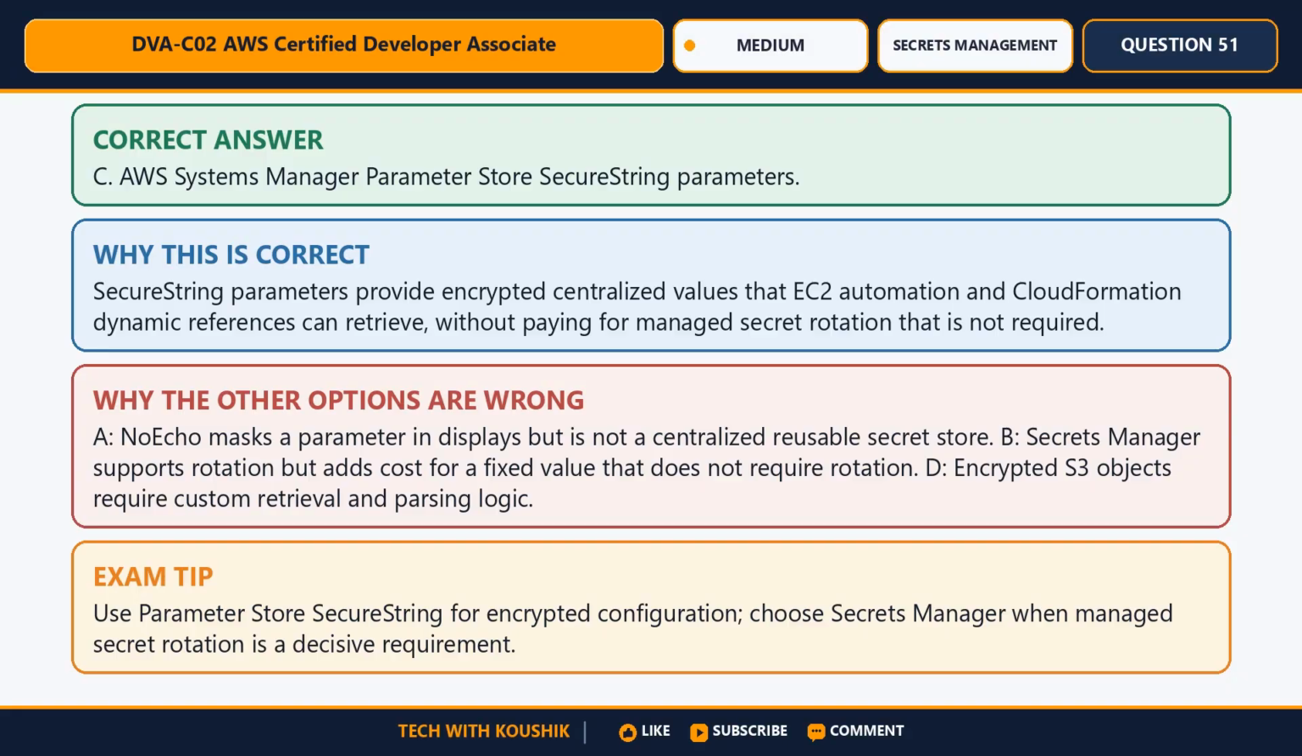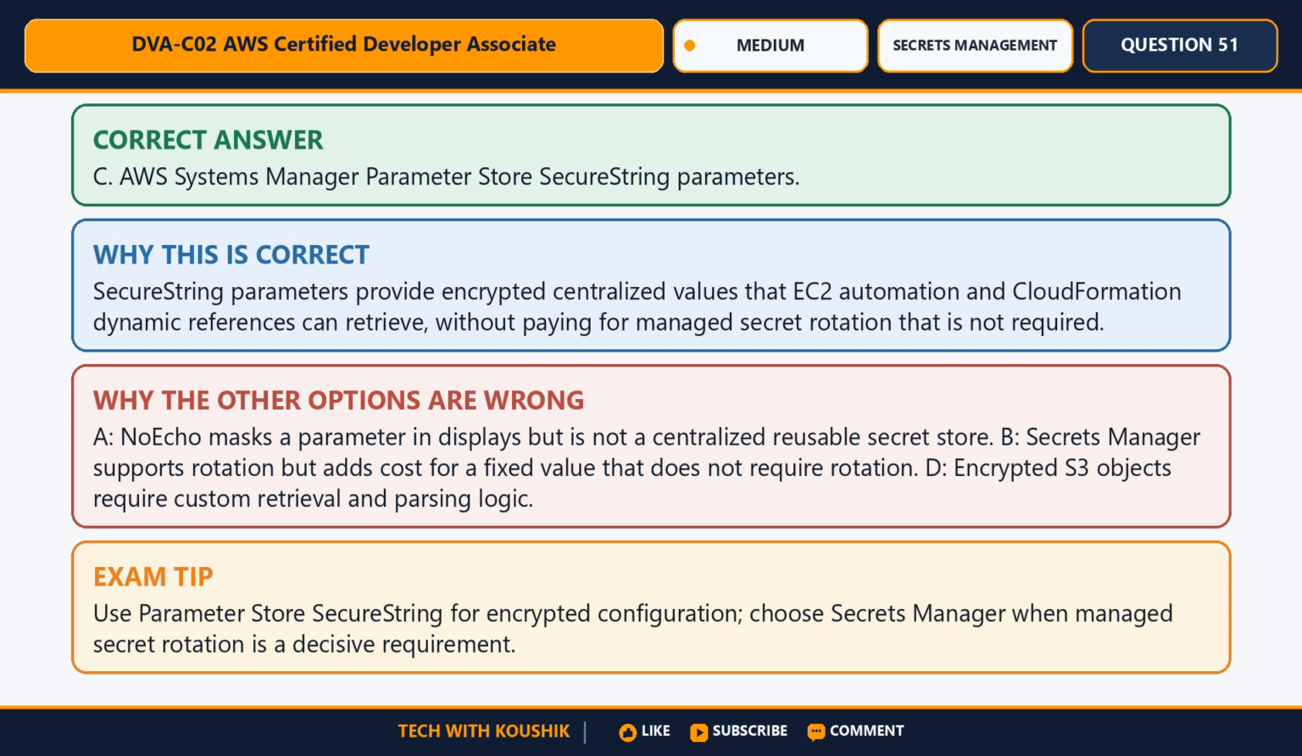The correct answer is C. AWS Systems Manager Parameter Store secure string parameters. Here is why. Secure string parameters provide encrypted centralized values that EC2 automation and CloudFormation dynamic references can retrieve, without paying for managed secret rotation that is not required.